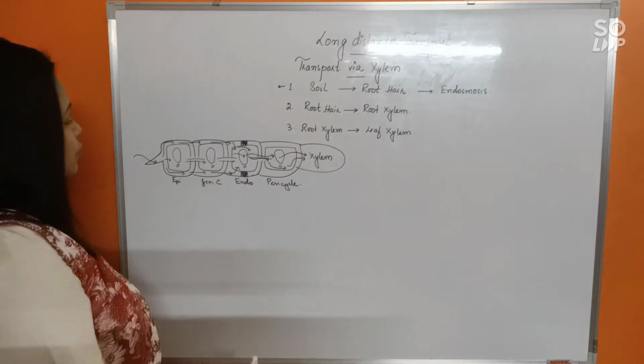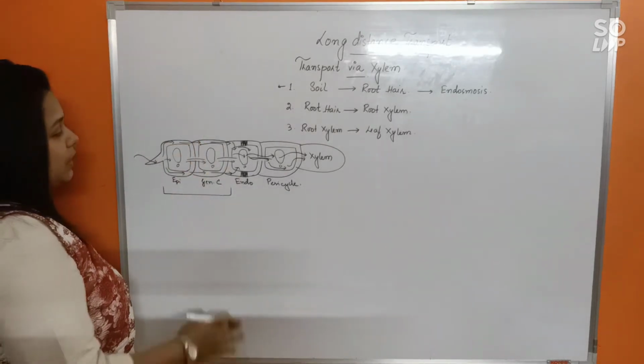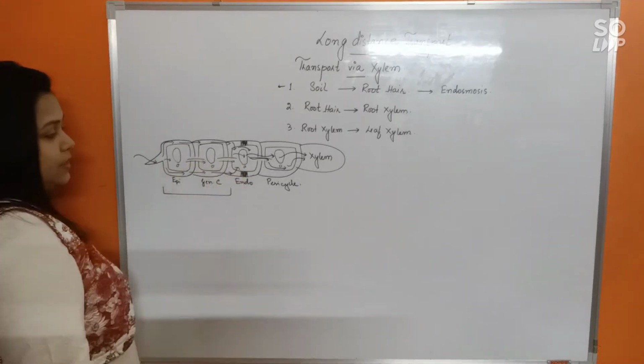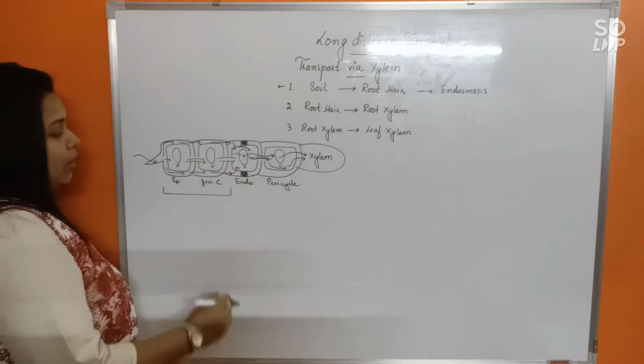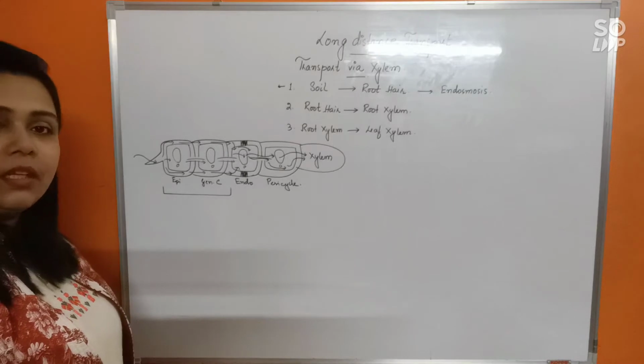Fine. So, from epidermis and general cortex, we see that most of the water is now passing through the cell wall, the interconnected cell wall, and interconnected cell wall is called apoplast, which I have told you in the cell chapter itself, right?